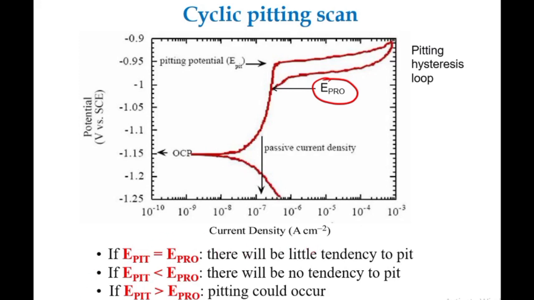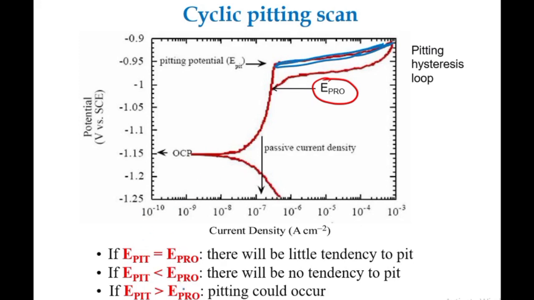So I want to draw, let me change the color from here. Now, this is a loop. You can see that it goes here and there's a loop here. The larger the loop, the higher the rate of corrosion. So for the first one, if you draw the cyclic scan, you know that E pit is equal to E pro. That means that they will be on the same line. So on this side, the loop will be very small. They will be on the same line, right? That means that there will be little tendency to pitting corrosion.